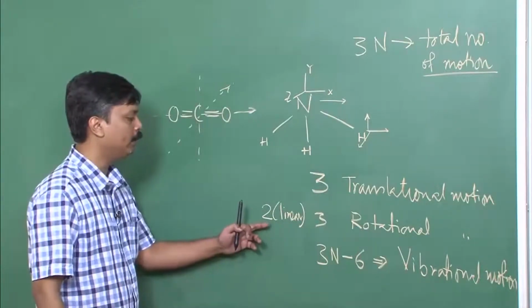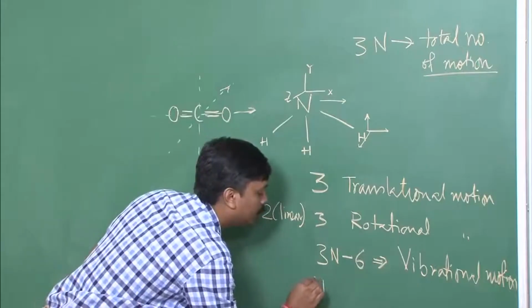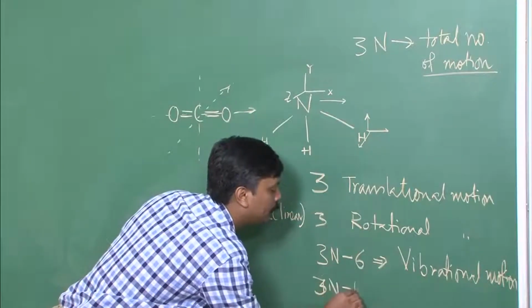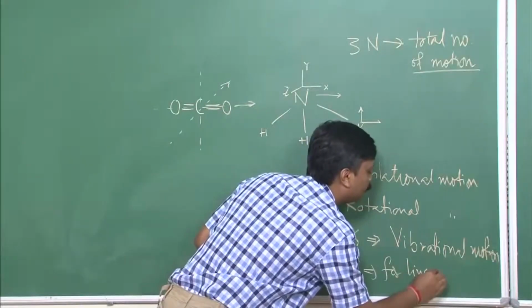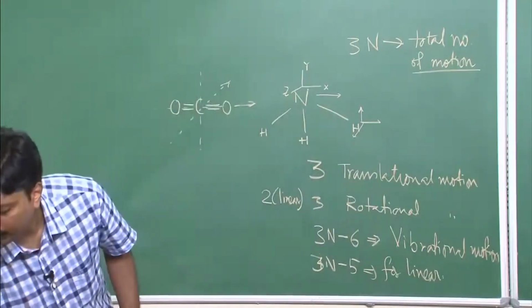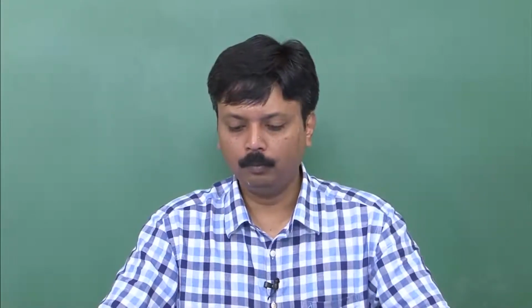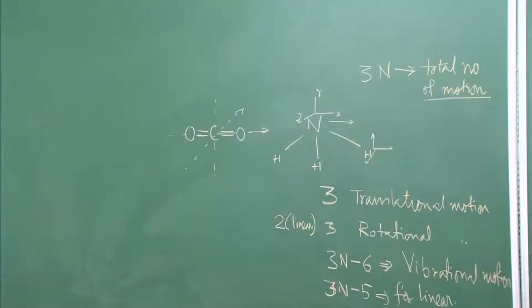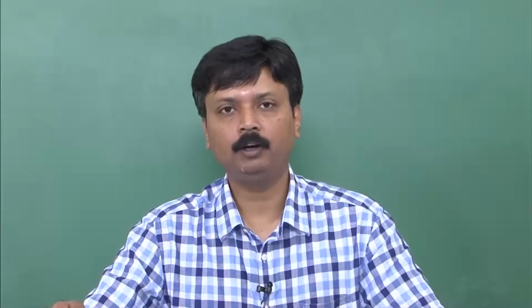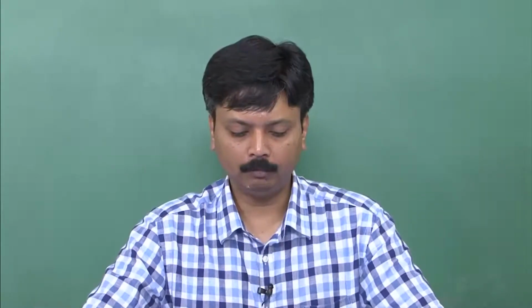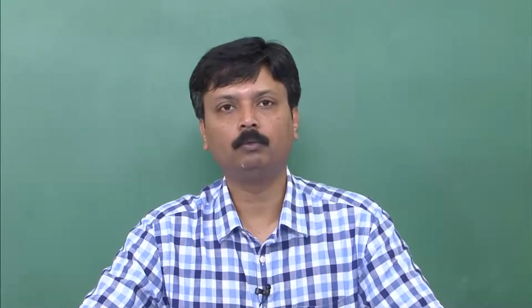So therefore, for linear molecule we have 3n minus 5, okay, for linear. All right. So let us take some definite example. Suppose I have a nonlinear molecule and I have 3n minus 6 number of vibrational degrees of freedom. So each of these vibrational degrees of freedom is expressed by the normal vibration or normal modes.